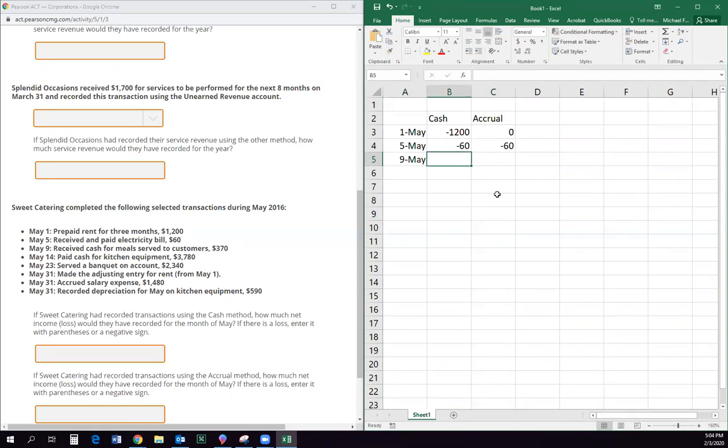May 9th, we received cash for meals served to customers, $370. So under a cash basis, since we received cash, we're going to call that revenue. And under an accrual basis, since we earned that, we're going to call it revenue.